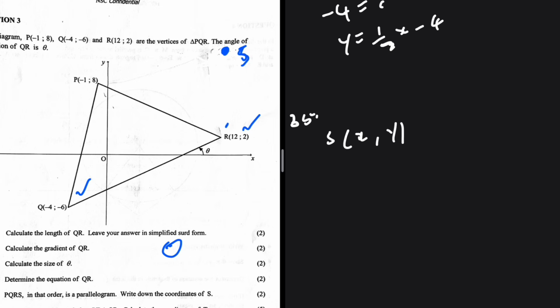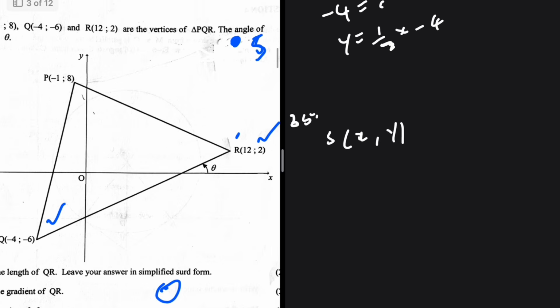So what is the difference in the x values of Q and R? The x value of R is 12 and the x value of Q is minus 4. So from minus 4 to 12, there's a difference of 16 units. The x value of P is minus 1. So the x value of S must be minus 1 plus 16, which is 15.